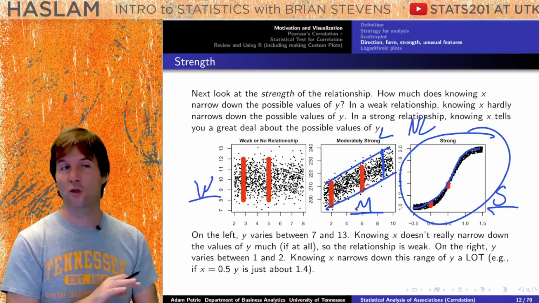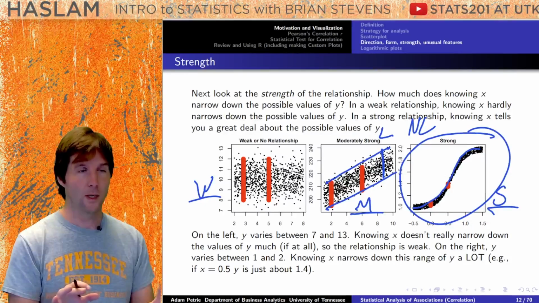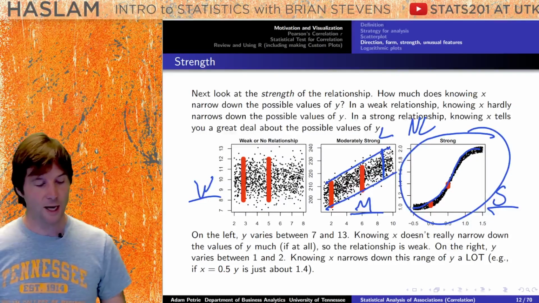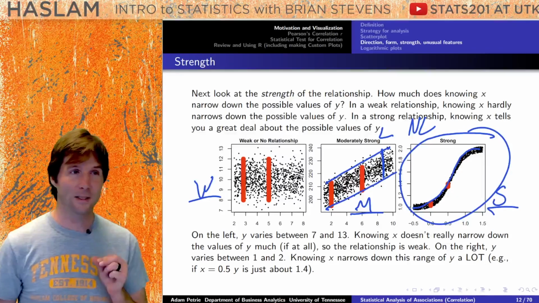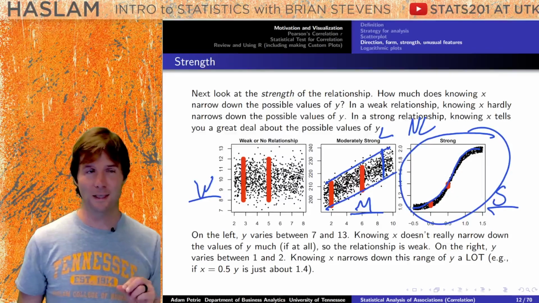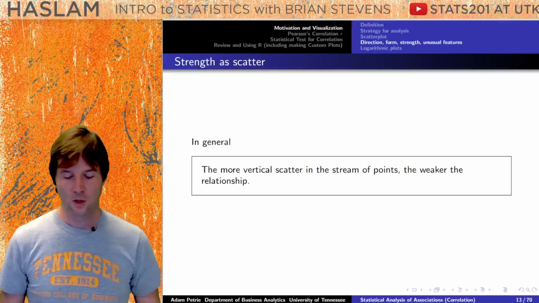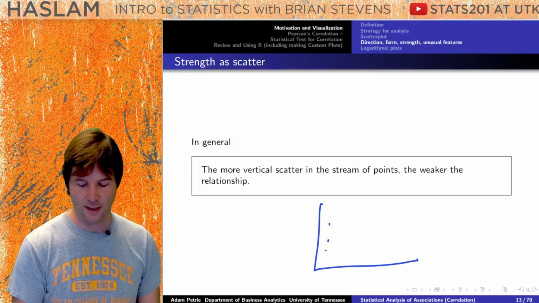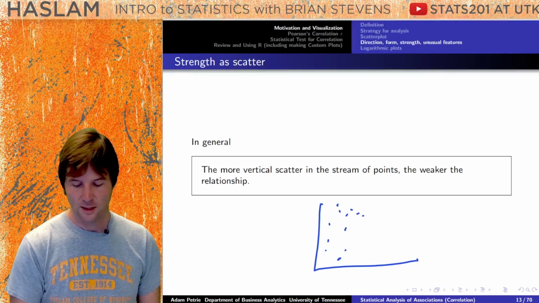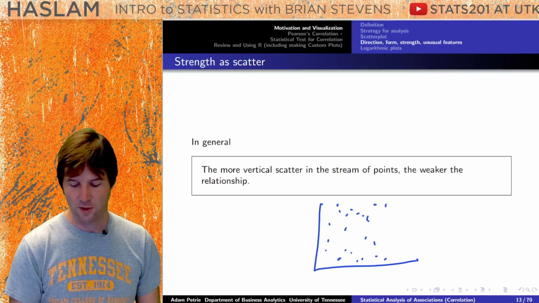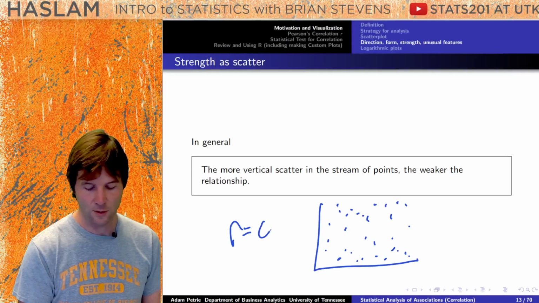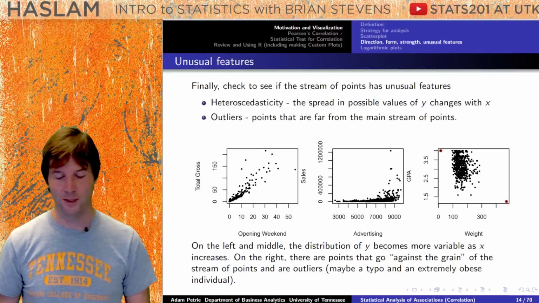So remember, strength has nothing to do with form, other than it's how tight it is around the form. But the form will not dictate the strength. It's the tightness of the points around the form that dictates the strength. So the more vertical scatter there is, the weaker. The weakest relationship you can have is going to be one like this, and this is what we would expect to see by random chance right here, and this would have a correlation equal to 0, and that's where we're going here in a moment.